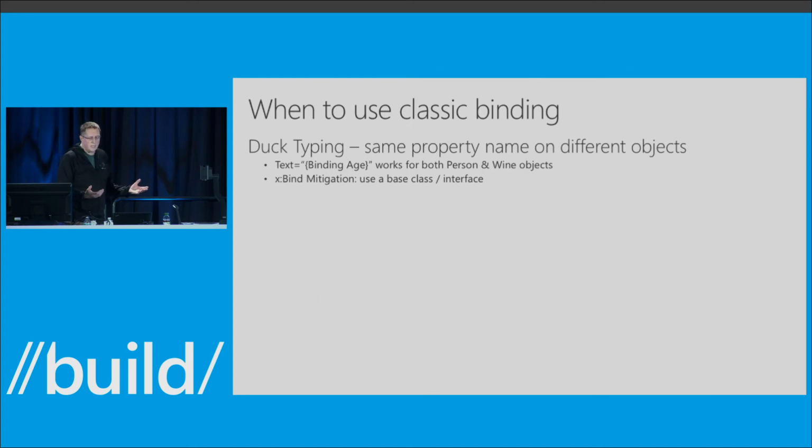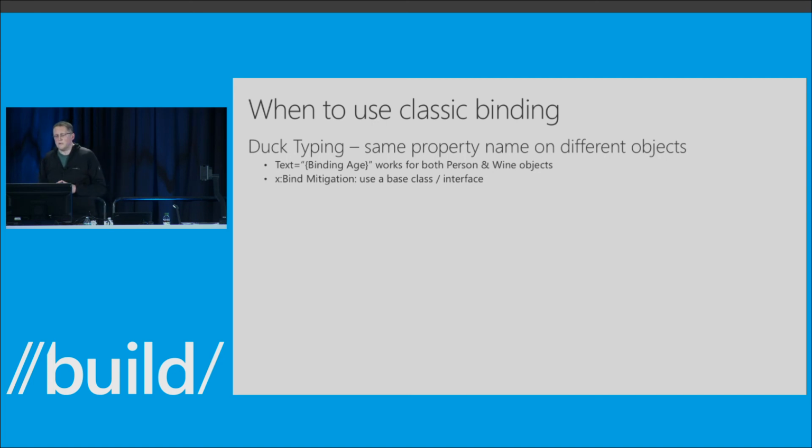We've not deprecated classic binding. It's still there. We need it. There are cases that we can't handle in compiled binding that classic binding is much better for. Duck typing is one. I thought the name just came from an architect, but apparently this is a common phrase. It comes from the basis of if it walks like a duck, quacks like a duck, tastes like a duck, then treat it as a duck.